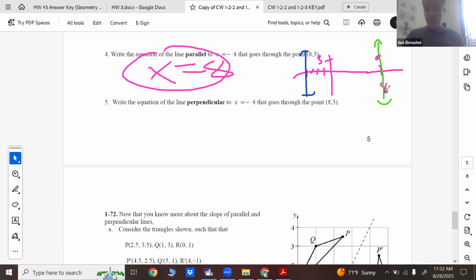So now, let's try it again for the next one. Same thing, x equals negative 4. But now I'm what? Parallel, perpendicular.